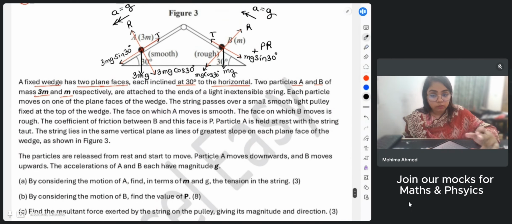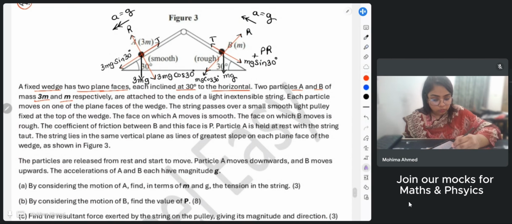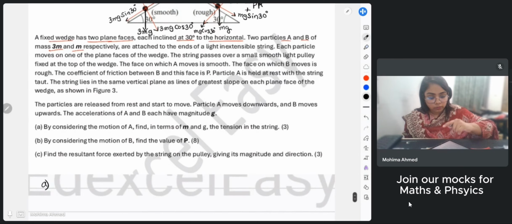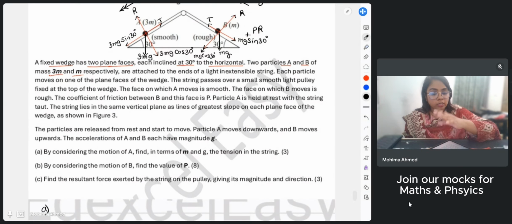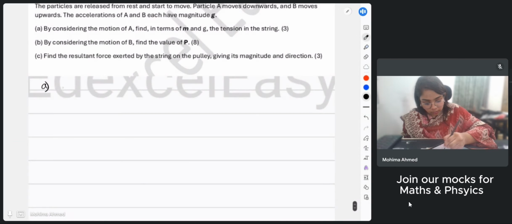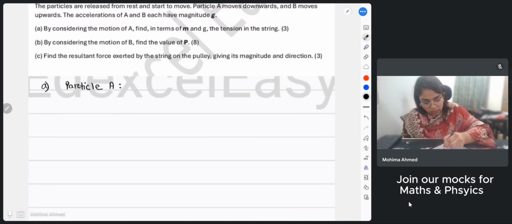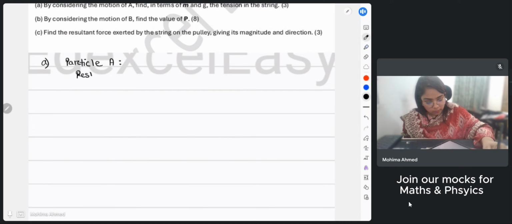Okay, so for tension, obviously we're going to consider only the horizontal forces, because tension is on the horizontal plane over here. So for part A, the object was about to move down the plane. That means that the weight component, 3 mg sine 30, was greater than tension. That's why the object was about to move down the plane for particle A. So we are going to write, focusing on particle A, obviously resolving horizontally. Resultant force, mass times acceleration. Acceleration was also g in this case.